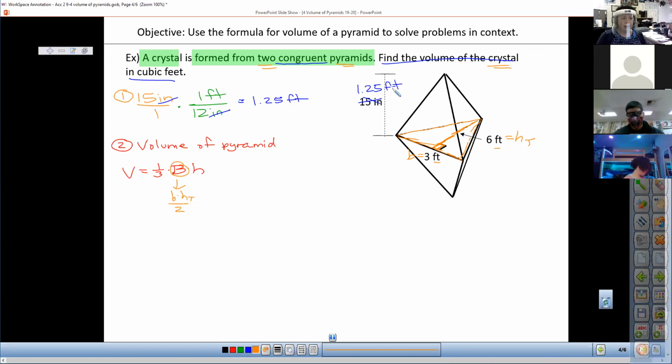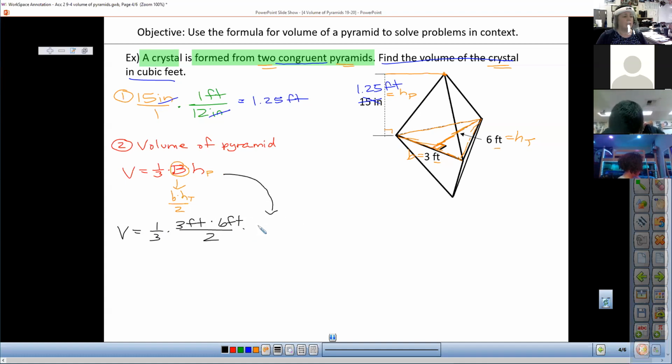This 1.25 feet that we converted, remember, notice it goes from the apex down to the triangular base. So this 1.25 feet, that's the height of our pyramid. That's this guy right here, height of the pyramid. So you can set this all up at once, or you can do it in pieces, I guess. It's best to just set it up all at once in most problems for accuracy. So we have 1/3 times our 3 feet times our 6 feet divided by 2 times the height of our pyramid, which is our 1.25 feet.